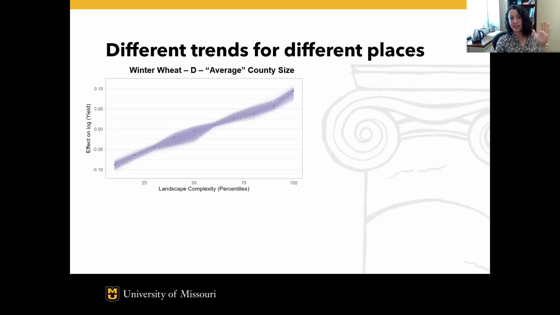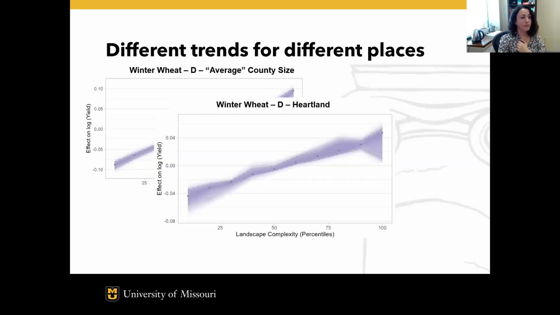From one end of the diversity spectrum to the next, we see really a 20% difference in yields across here, which is much stronger than what we see for most of the other models. If we take the same crop, winter wheat, and the same metric, but we look only at the heartland region in the US, we similarly see this increasing trend with relatively narrow confidence intervals, but the magnitude of the effect is much smaller.